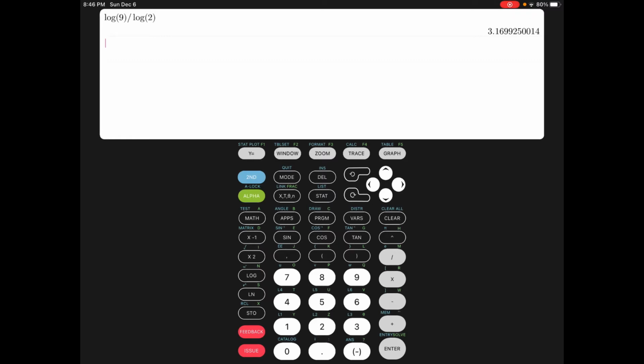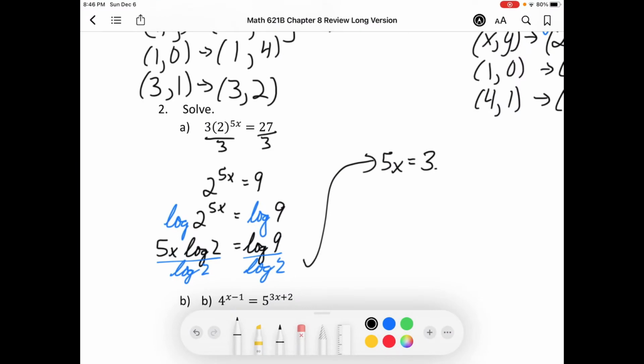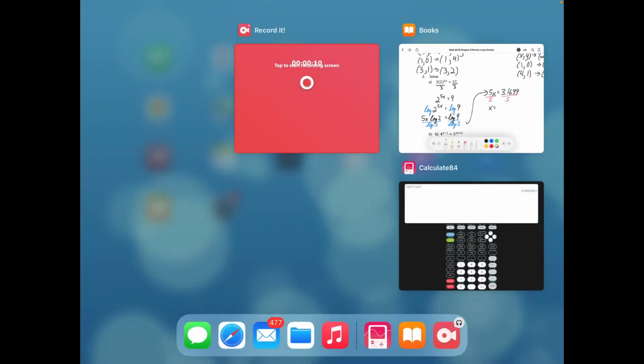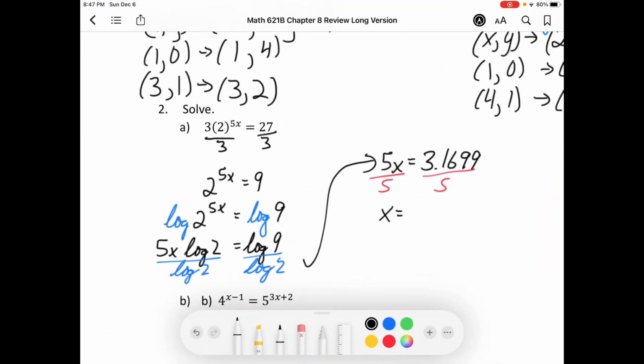Okay, we get 3.1699. I could keep more decimal places. Now I know the final step is just divide that by 5. Okay, so I'll go back to my calculator, and I'll just take that answer that's already there and divide it by 5. I get 0.634 to 3 sig figs, which is kind of what we'll be aiming for.